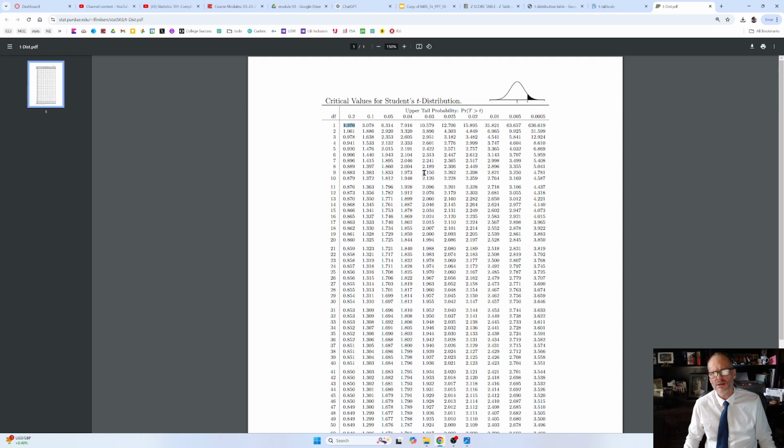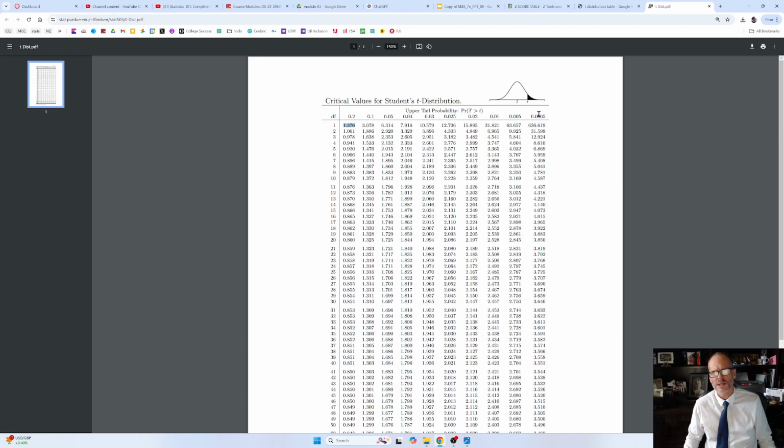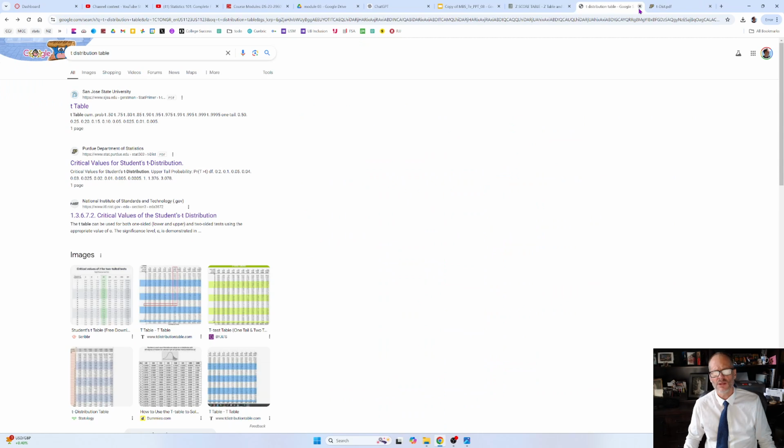But I like this better. This is what it looks like in the back of our textbook. And we even have this graph. And we're talking about this area right here, which is just upper tail probability. And that's what it looks like in the book. So we're not going to use the San Jose one, same numbers. But that is for one tail or two tails, and our textbook just presents one tail. And so that's the one we're going to work with here.